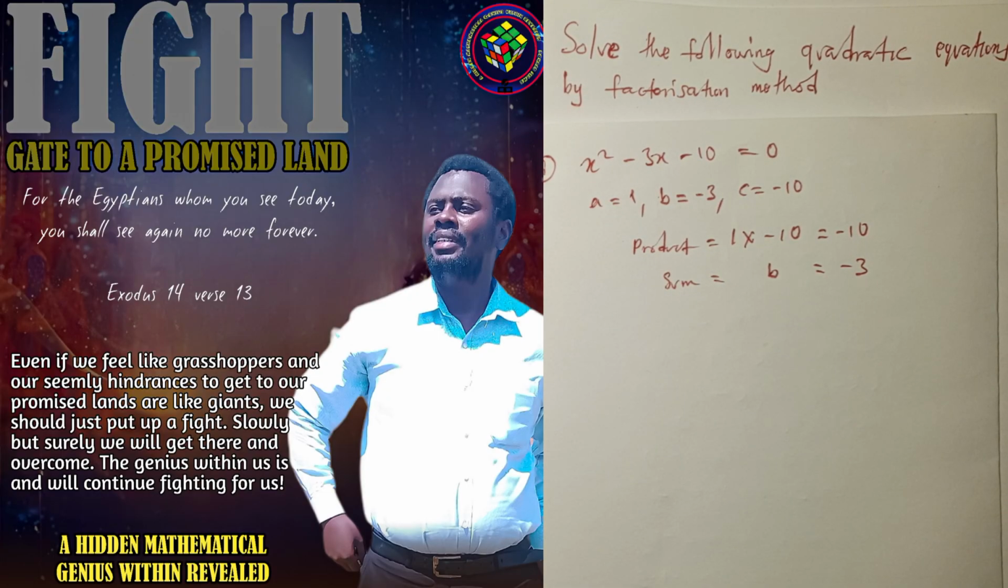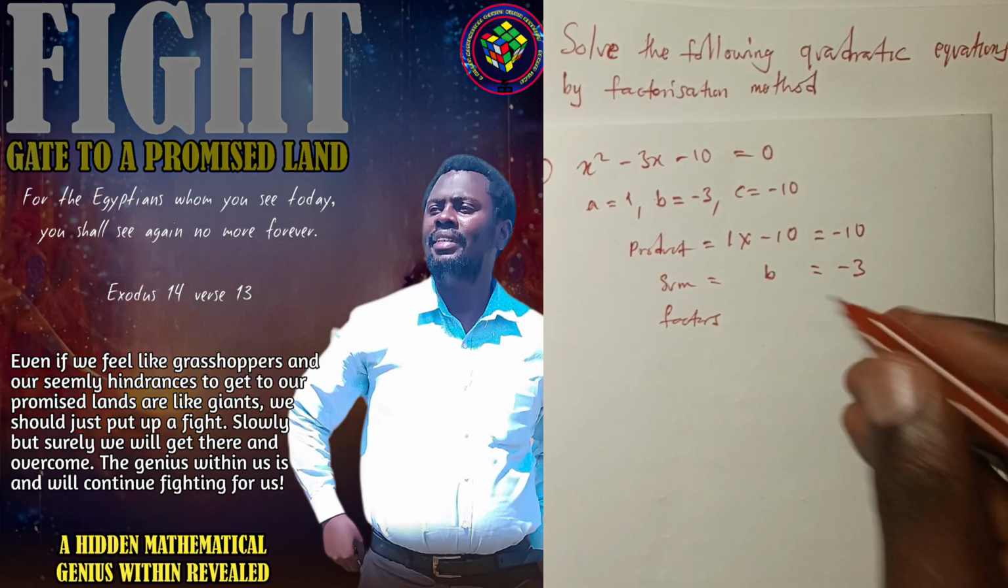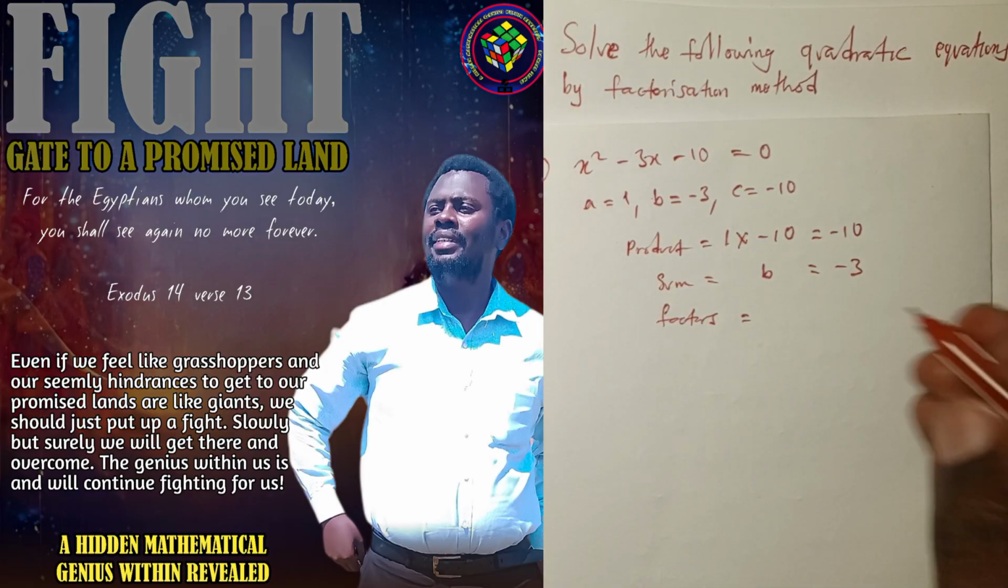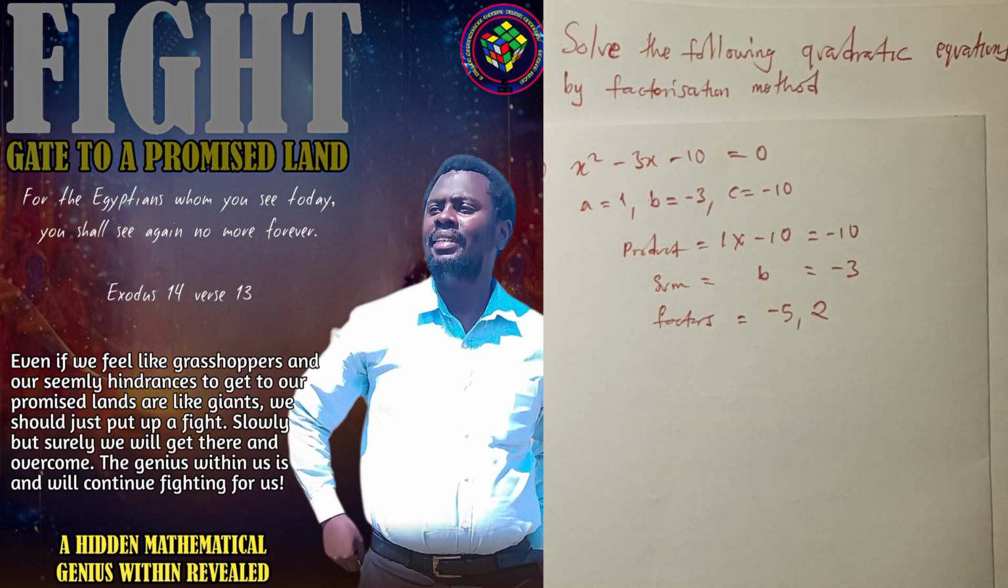Okay, so we need to look for two numbers. When you multiply them, you should get negative 10. And when you add or subtract, you should get minus 3. Okay, what are these two numbers? Yes, it's supposed to be negative 5 and 2. Negative 5 multiplied by 2, you get negative 10. Negative 5 plus 2, you get negative 3. Okay, so these two numbers are the coefficients of x. So where there is minus 3x, we'll put minus 5x plus 2x.